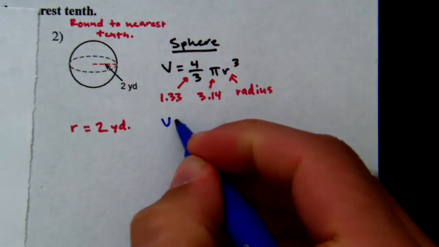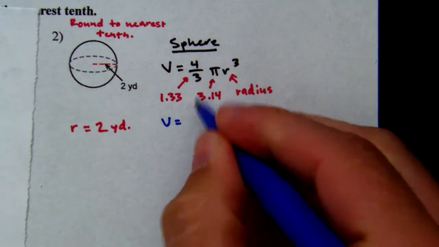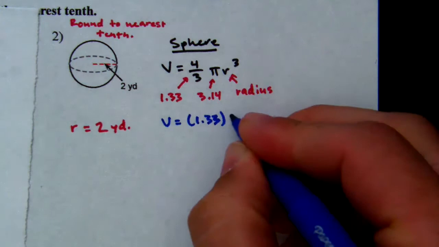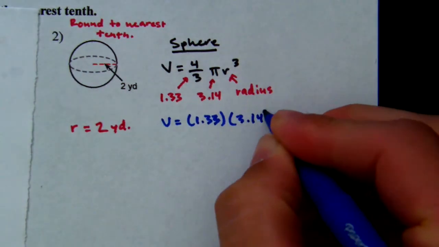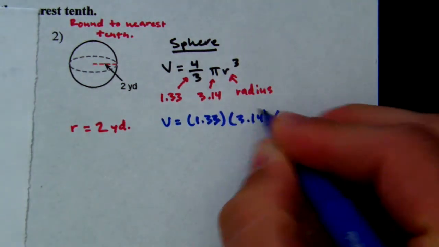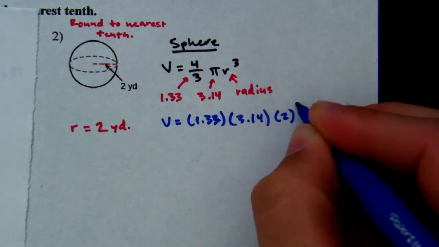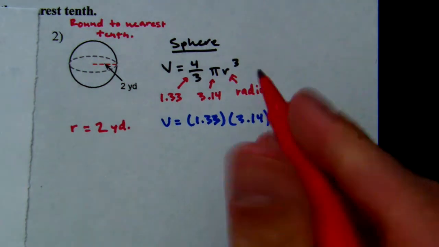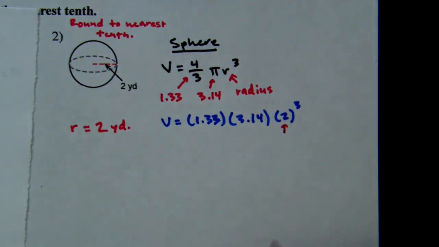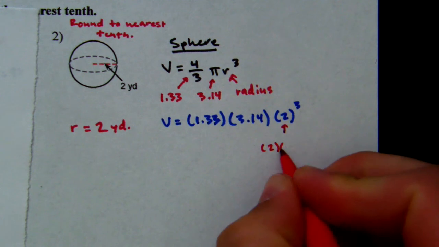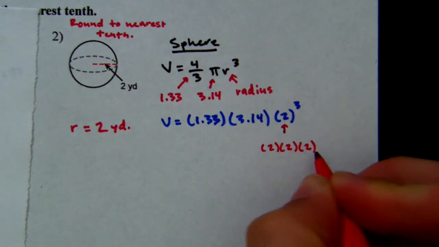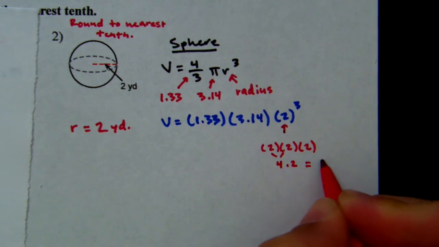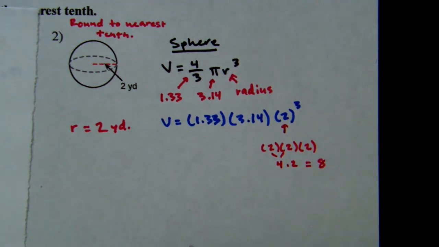So what we're going to do is plug in our numbers. For 4 over 3, we're going to say 1.33. For pi, 3.14. And for radius, we have 2 yards, and it is cubed. We are going to do this first, because order of operations says exponents. So I'm going to say 2 times 2 times 2. 2 times 2 is 4, and then 4 times 2 is 8. So 2 cubed is going to be 8.